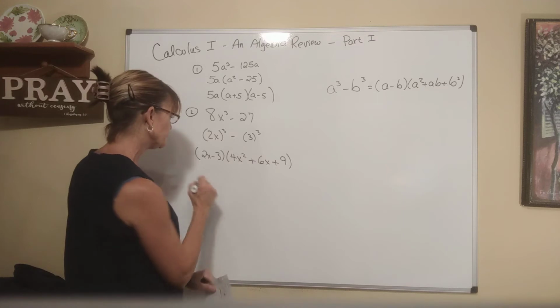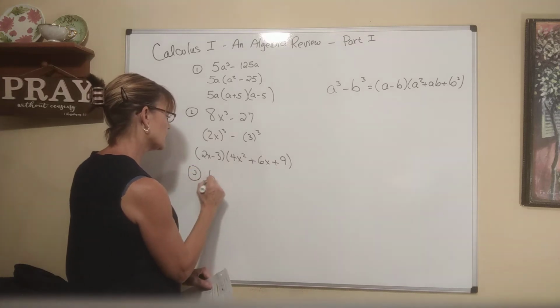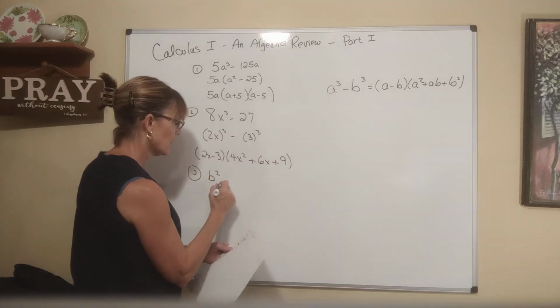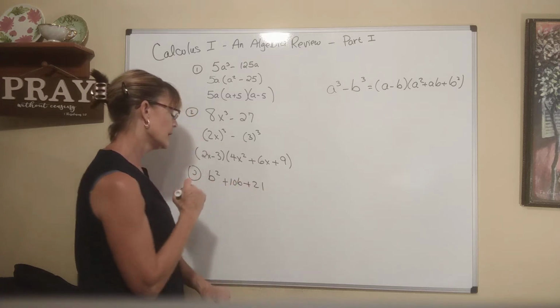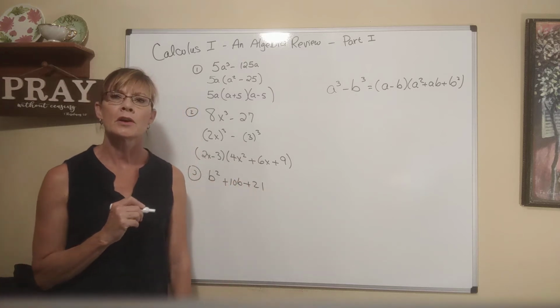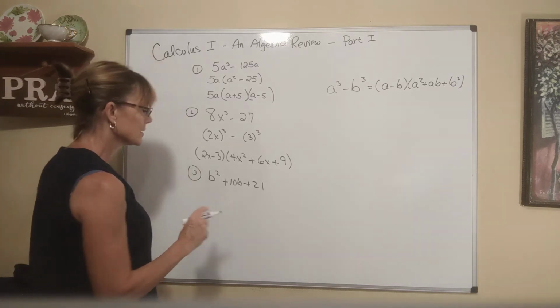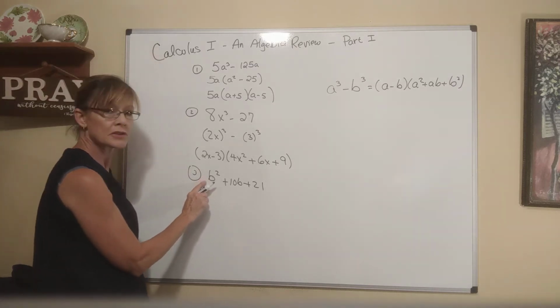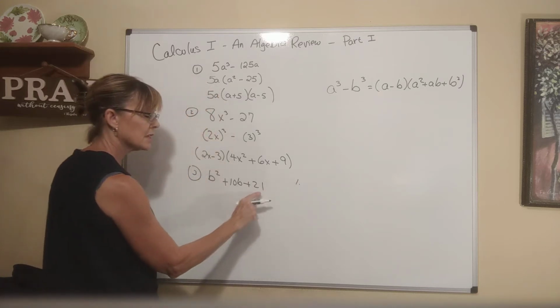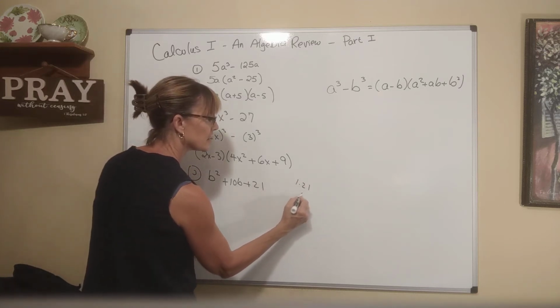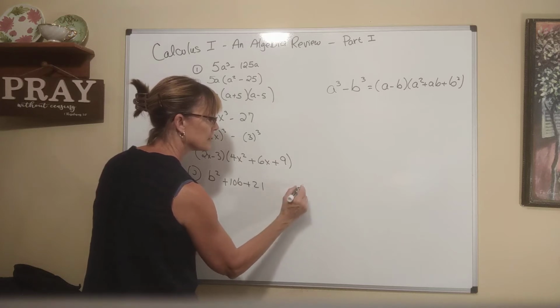Number 3 is a trinomial: b squared plus 10b plus 21. When I factor a trinomial, I use the AC method. And so I would take a, which is the coefficient in front of the first term, which is 1, and I multiply it times c, which is the constant term, which is 1 times 21 is 21.